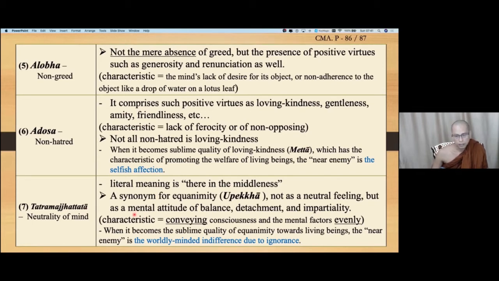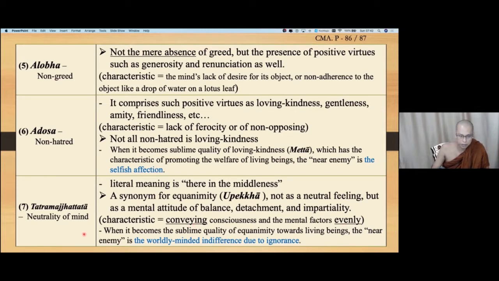Why is it recognized as the neutrality of mind, as that mental factor? It keeps an attitude of balance, detachment, impartiality. Keeping these qualities, this mental factor is understood in its nature. The characteristic is the comparing, here comparing evenly. Comparing what? Comparing consciousness and mental factors evenly or equally, not giving priority to one or standing on any side. So conveying consciousness and mental factors evenly.